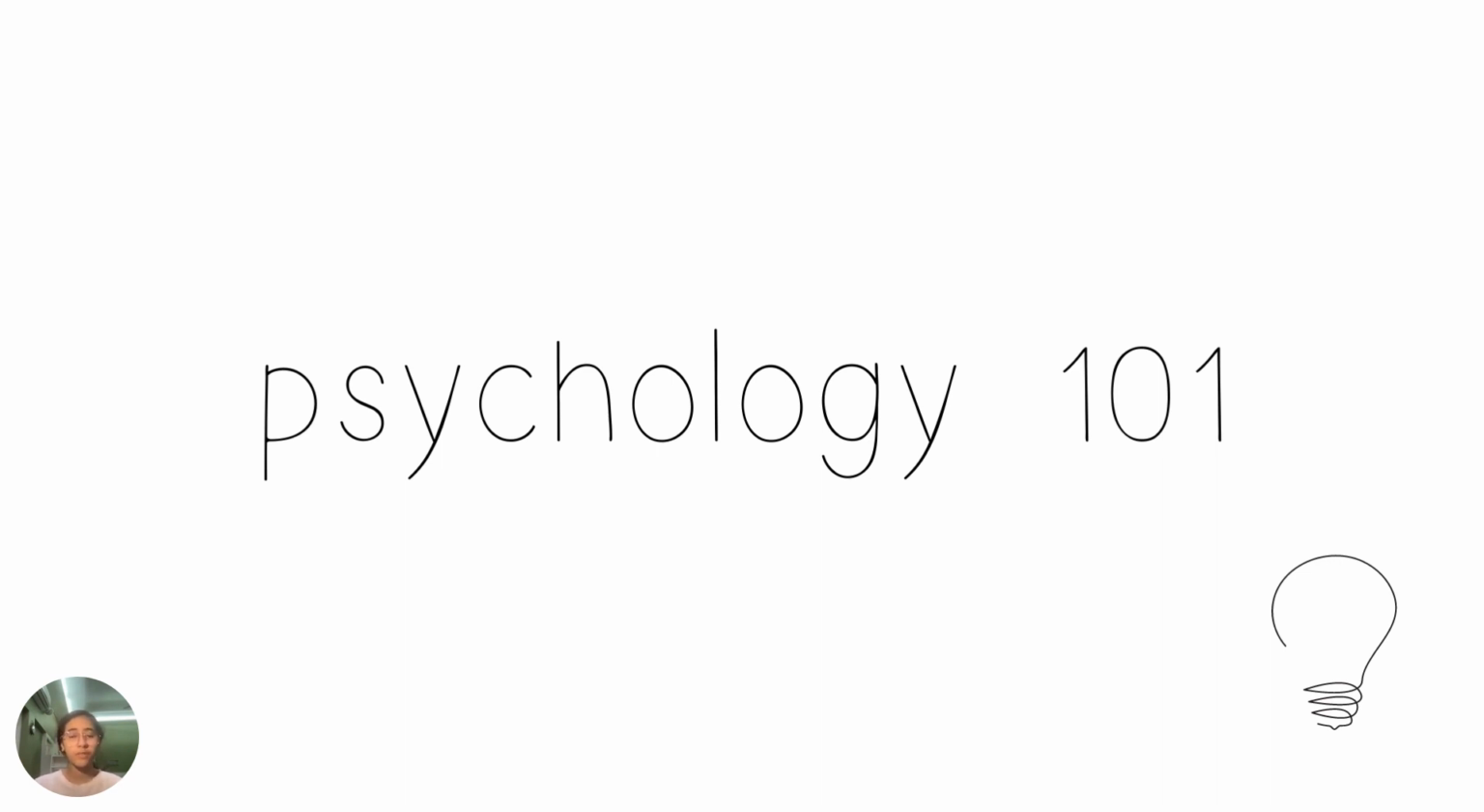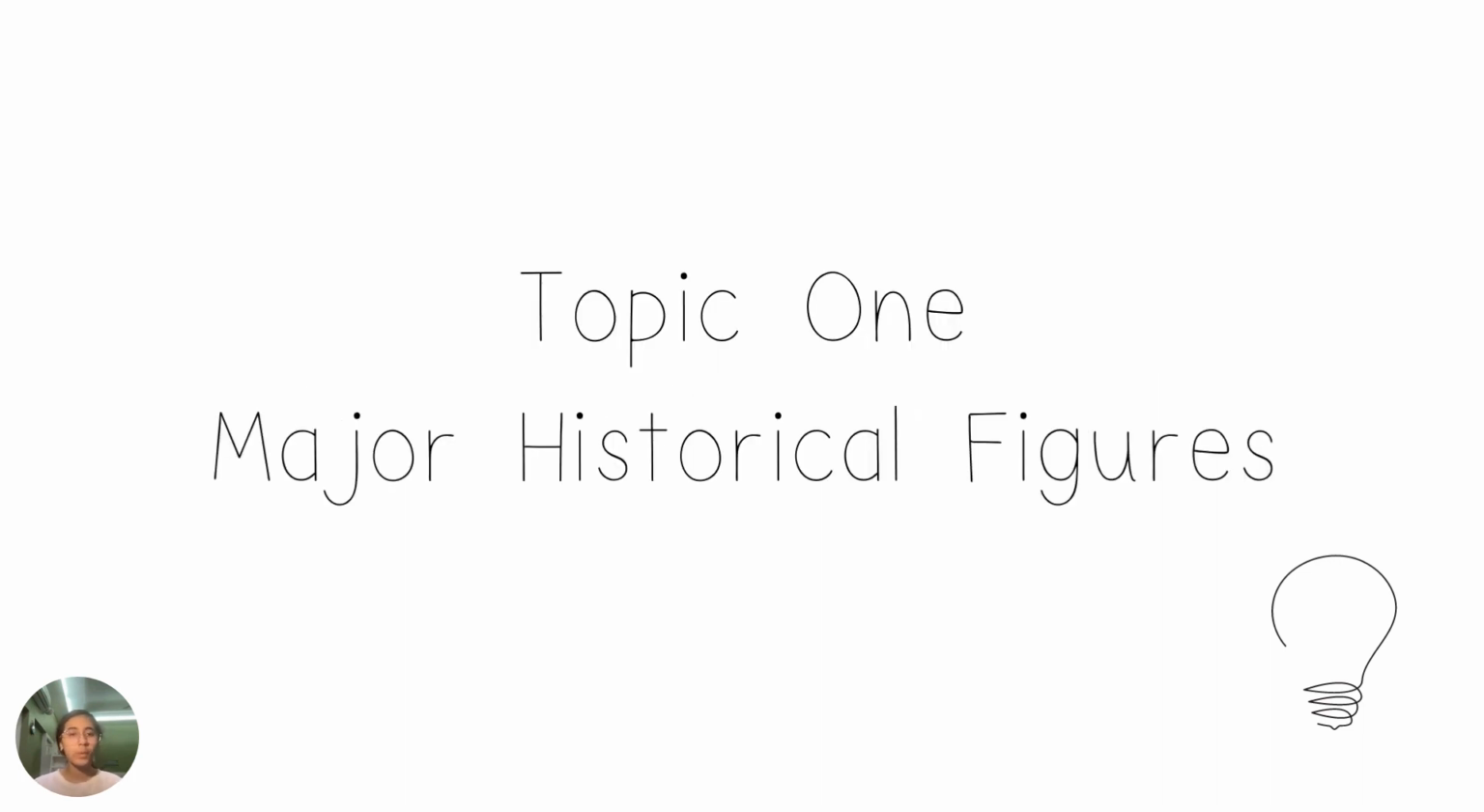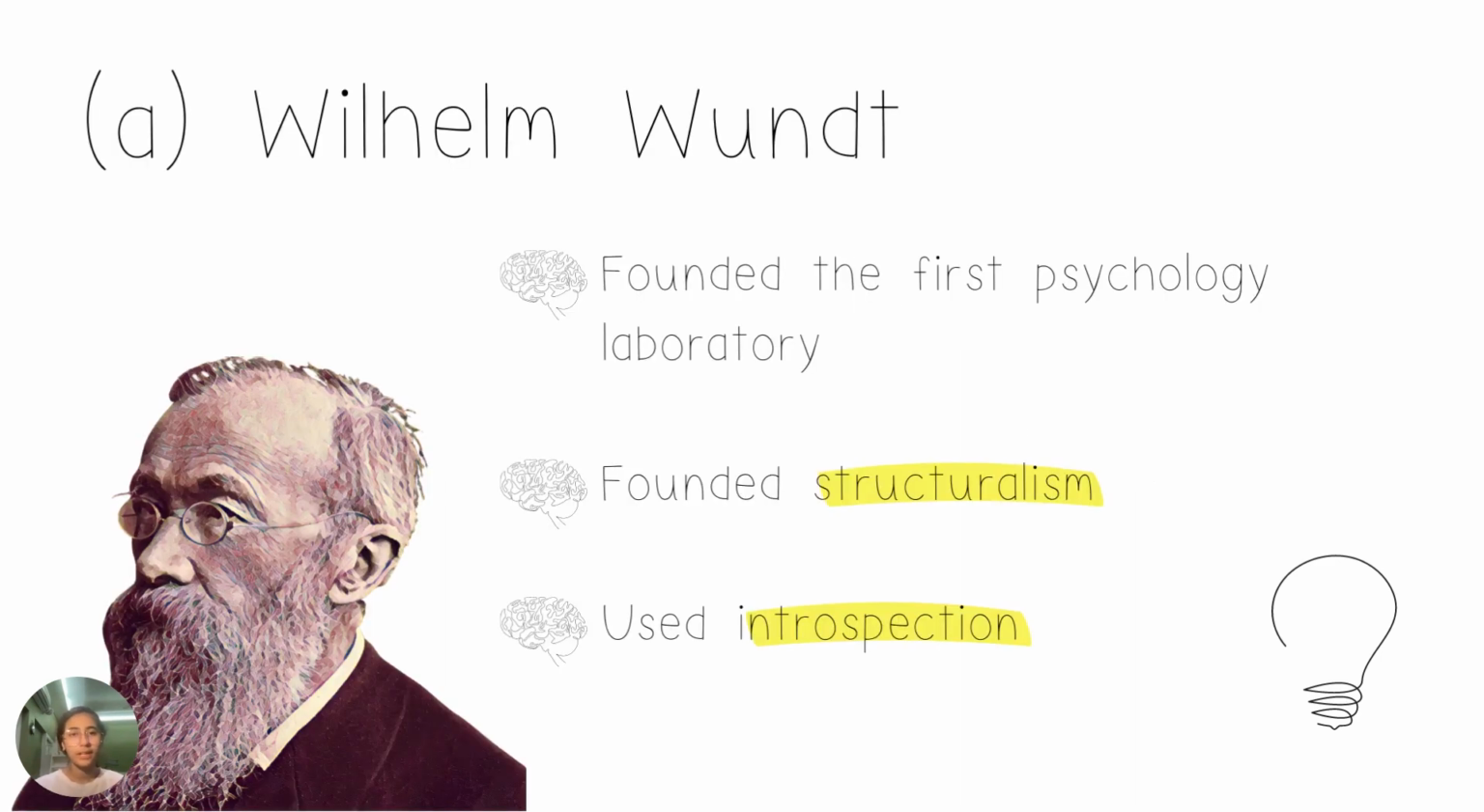And something that this specific video will get into as well, as we look at the views that different psychologists throughout history have had on what the mind is and therefore what psychology is. Today, we will be looking at major historical figures in psychology. We begin with Wilhelm Wundt.